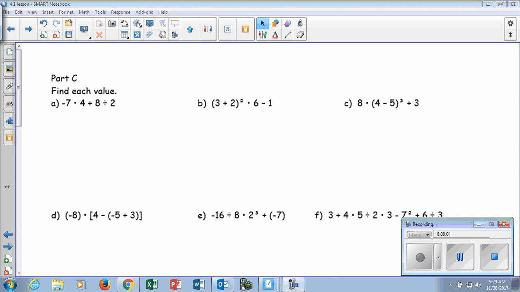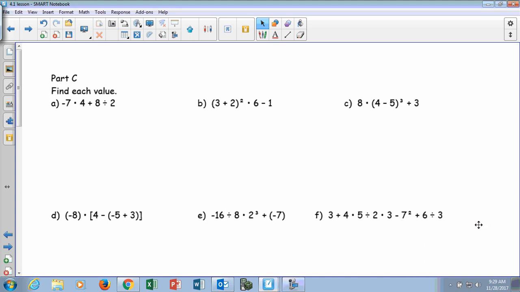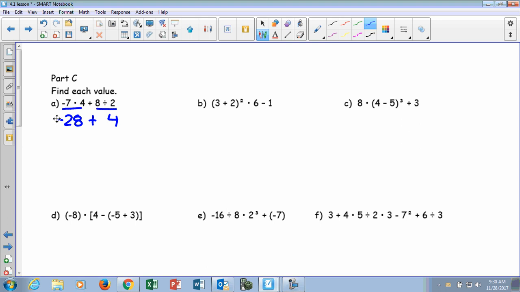So yesterday we had you work on finishing stuff on these order of operations. Again, when you have the same operation, like multiplication and division together, and addition and subtraction together, we work left to right. So if I work left to right here, negative 7 times 4 is, excuse me, negative 28. We're going to skip over the addition, and then 8 divided by 2 is 4. So now that I've broken down the multiplication and the division problem, now I can do the addition problem. And what happens when I add 4 to negative 28? Negative 24 is the answer.